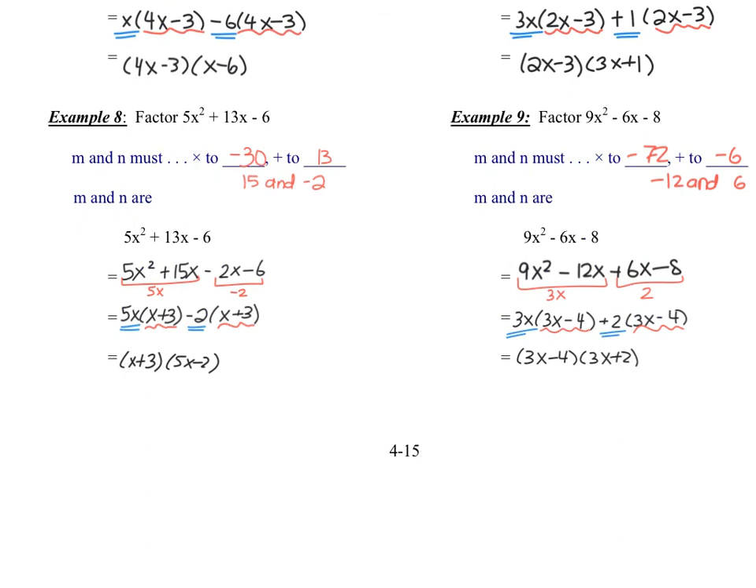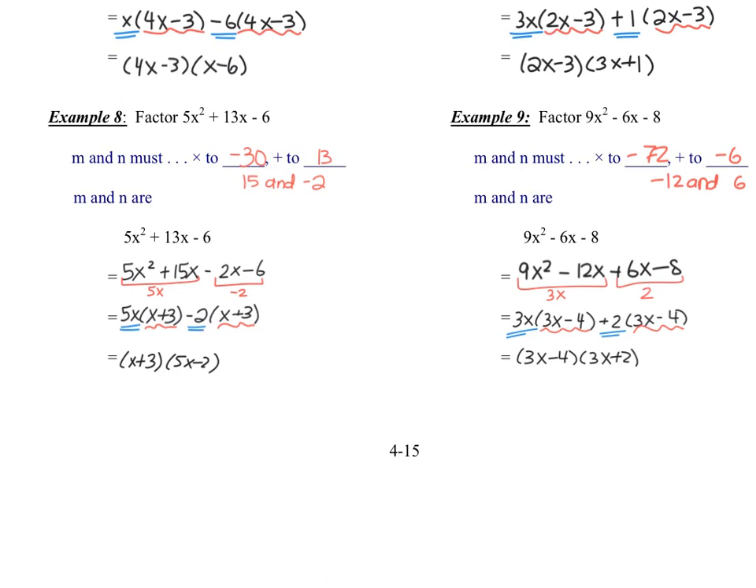Okay, so for number 8, your product should have been -30 and your sum 13. So your numbers were 15 and -2. I broke those down and common factored in each pair. So I factored out a 5x from the first to get x plus 3, and a -2 from the second to get x plus 3 again. So again, that's my sign that I'm on the right track. I put the x plus 3 in front, and then the 5x minus 2 as my second bracket.